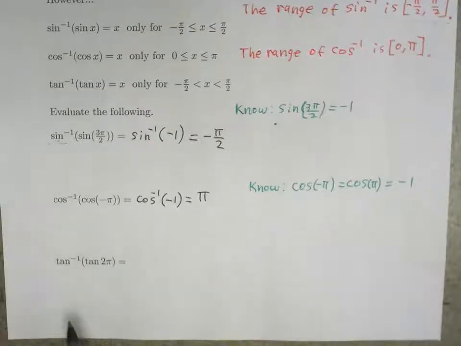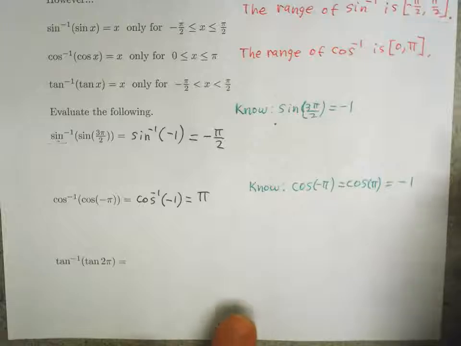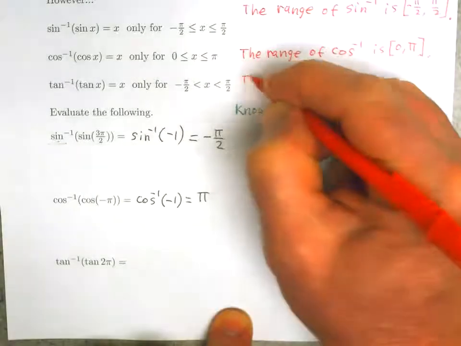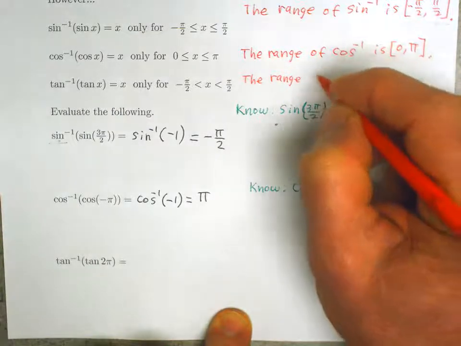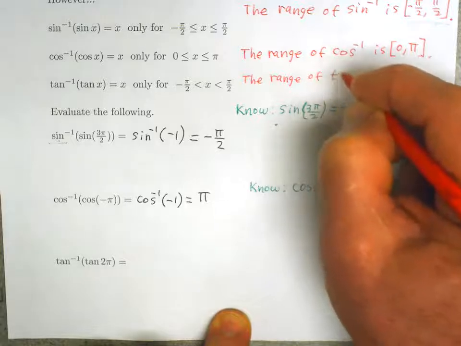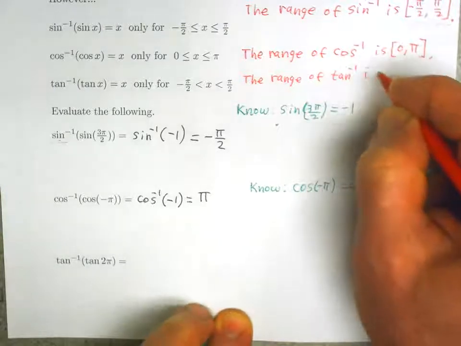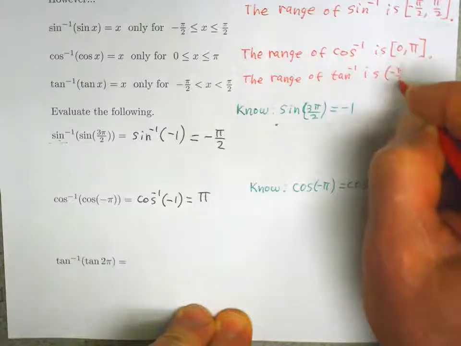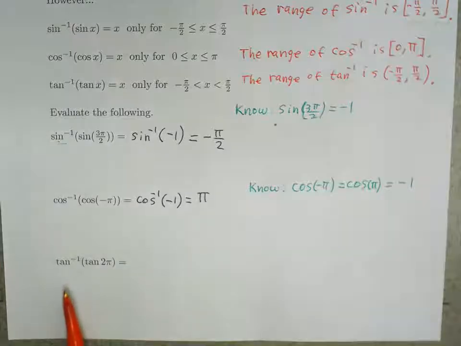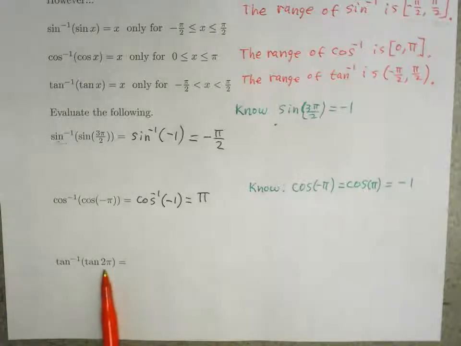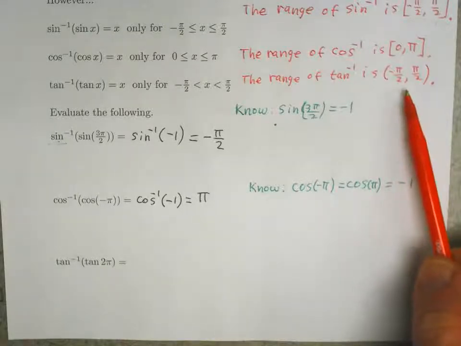Okay, let's try tangent. So just to reiterate, the range of inverse tangent is the interval from -pi/2 to pi/2, excluding the endpoints. Okay, so the inverse tangent of tangent of 2 pi cannot be equal to 2 pi because 2 pi is not in the range of inverse tangent.